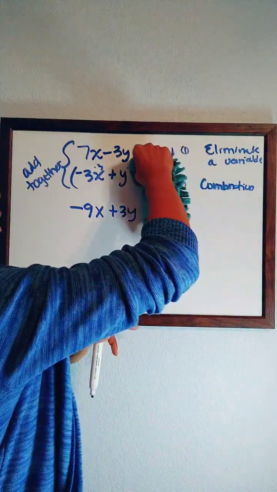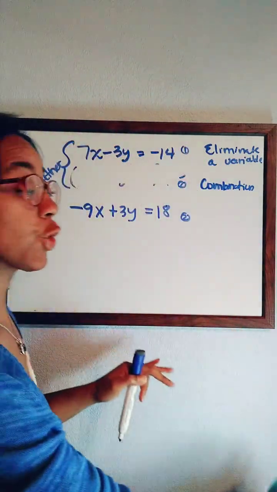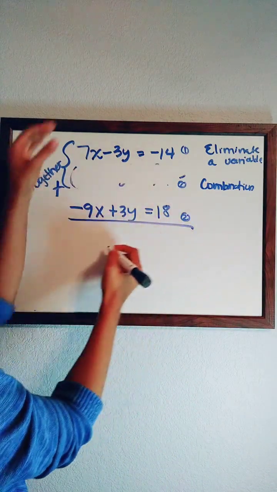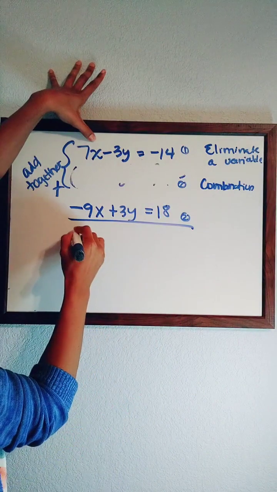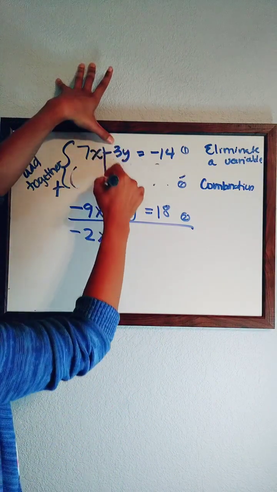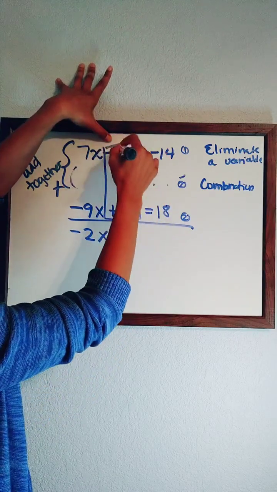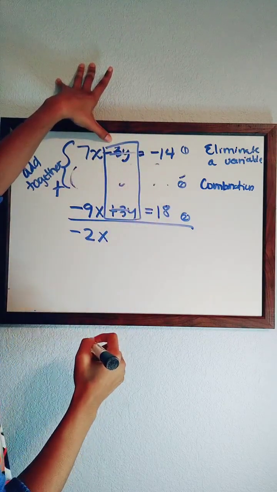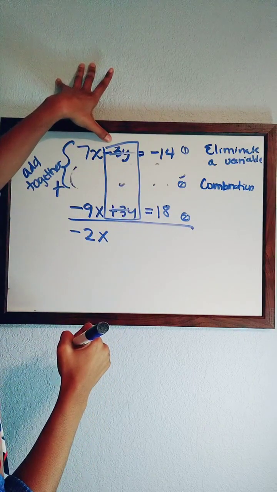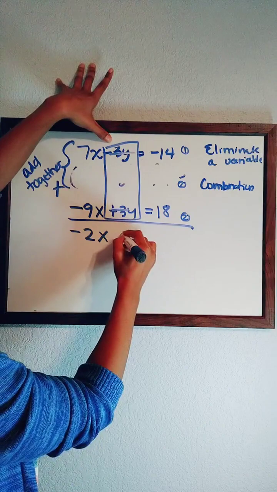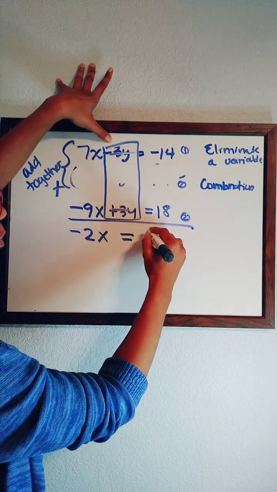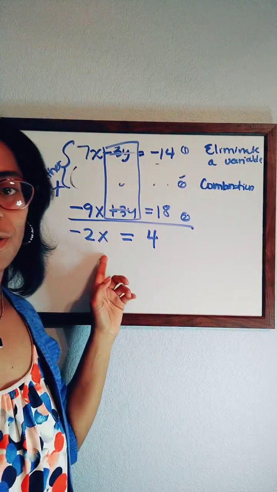Since we multiplied by 3 and made an equivalent equation, now let's see what happens when we add these two together. 7 minus 9 is going to give me negative 2x. A negative 3 and a positive 3 makes 0. I don't have any more y's. They're gone. So now it's equal to a negative 14 and a positive 18 gives me a positive 4. Look at that right there.